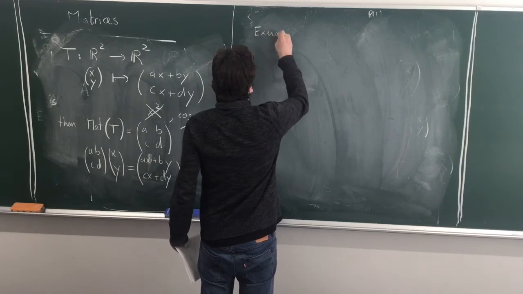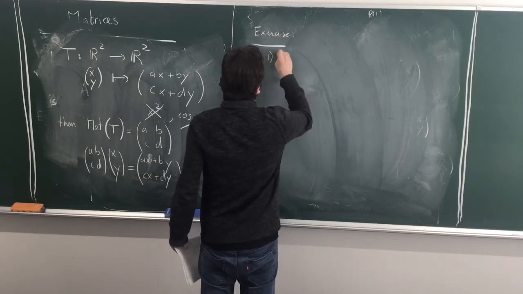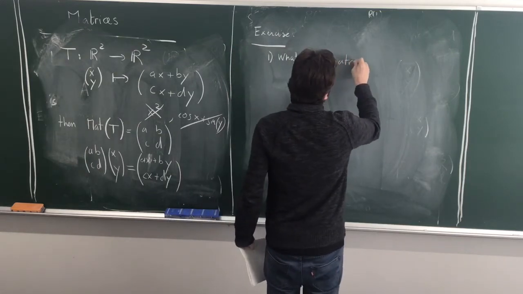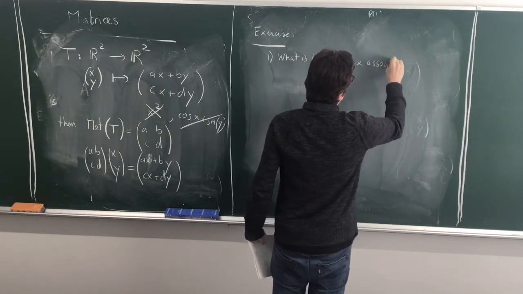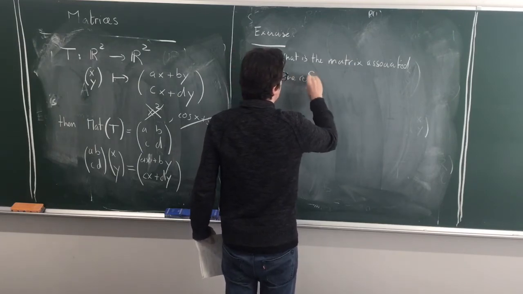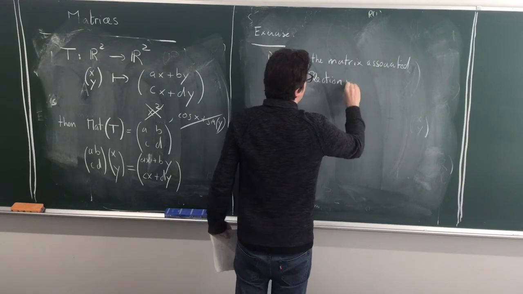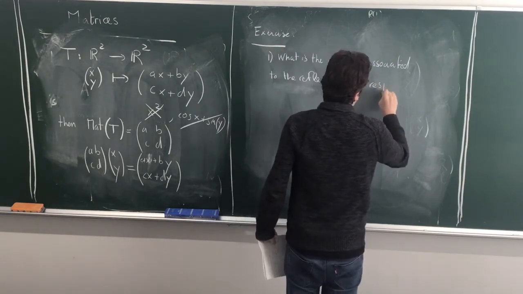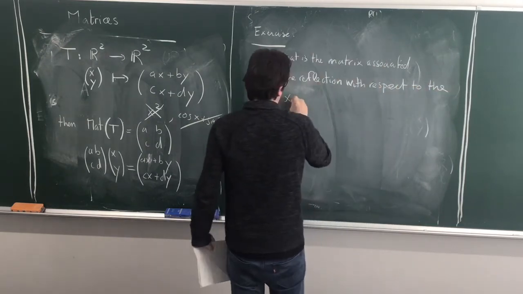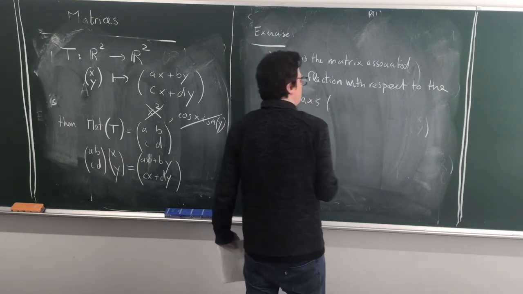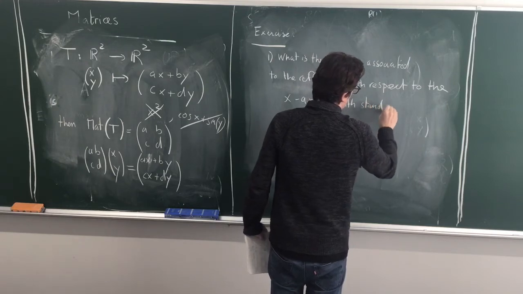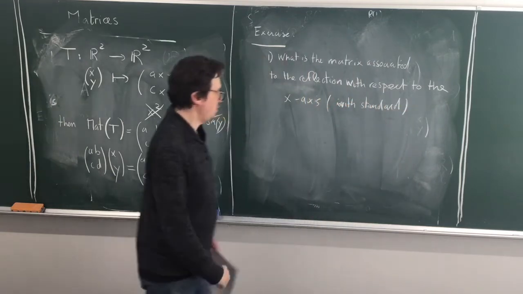Exercise. What is the matrix associated to the reflection with respect to the x-axis and with standard basis? You will use a standard basis again, so i and j.